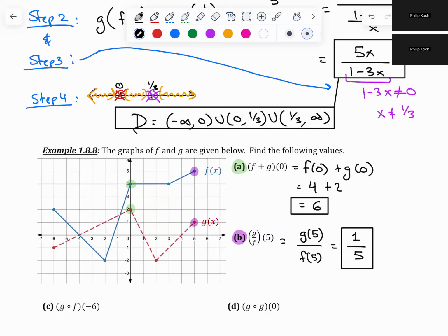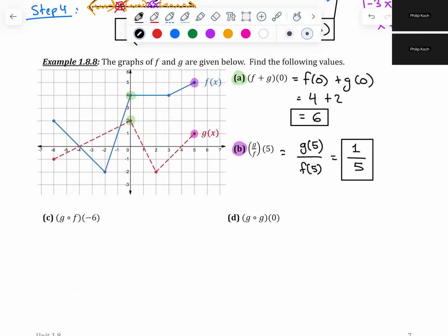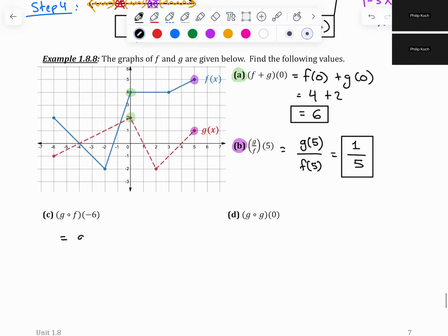We'll do C together, and then I'll have you guys do D. I just like this problem because we can do things without even having to have any knowledge about what the function is. If we're just given the graph, we can still find information out. So G composed with F of -6. By definition, that is equal to G of F of -6. So I'm going to underline this one in orange. And so F of -6 is equal to 2.